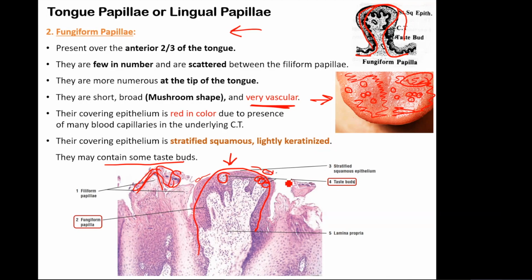It will not be helpful if they are keratinized, so they are lightly keratinized.